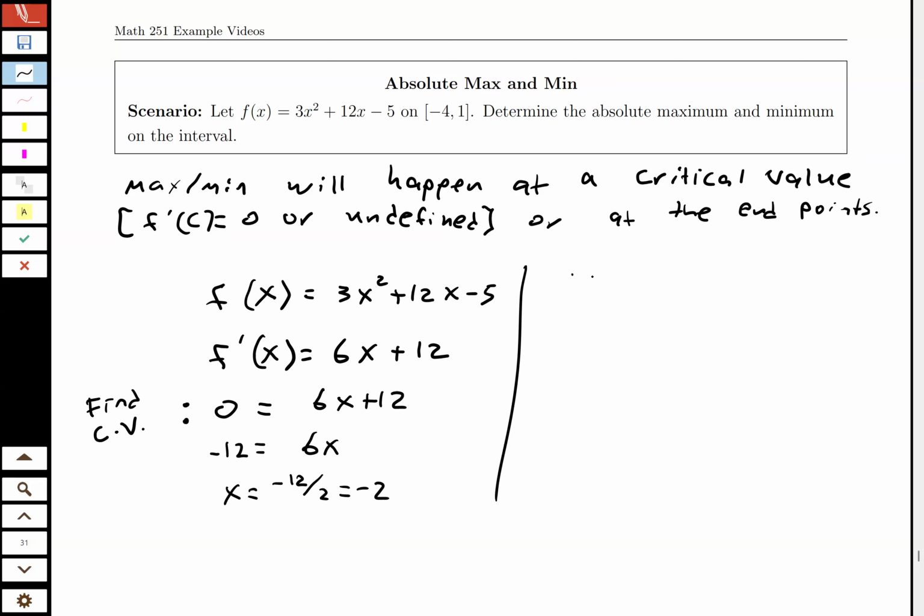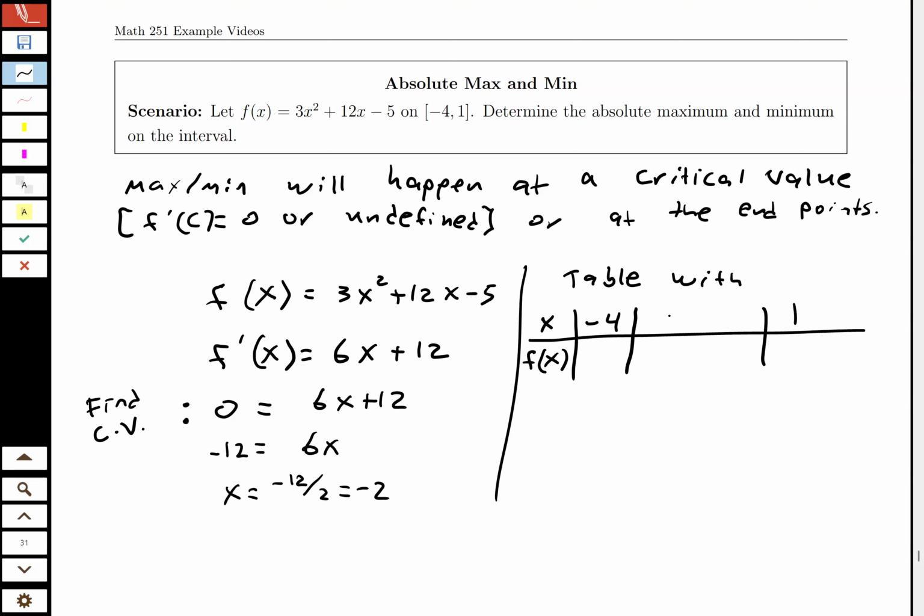So let's make a table with all those points. So I'm going to make a table with my x values and my f of x values. I'm going to check my endpoints, negative 4 and 1. I'm always checking the endpoints. And I'm going to check that critical value, negative 2, which fell between those endpoints. And I'm going to plug those values into the function to find the y value. So I'm going to pause and pull up Desmos to do so.